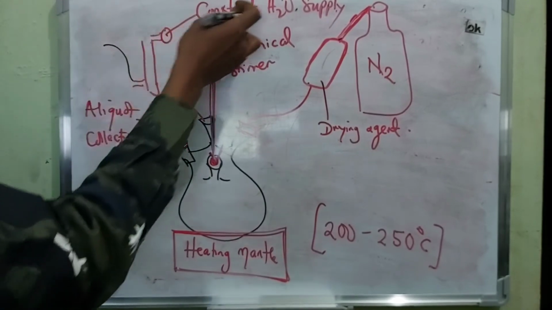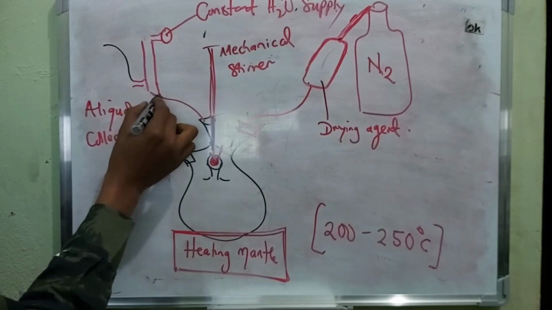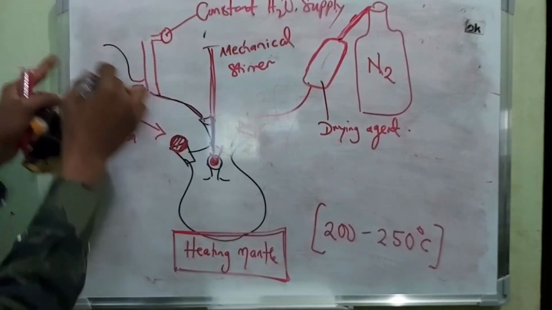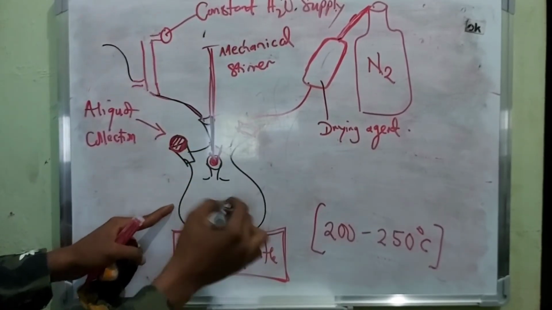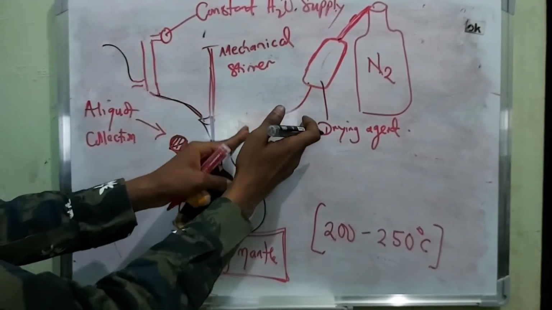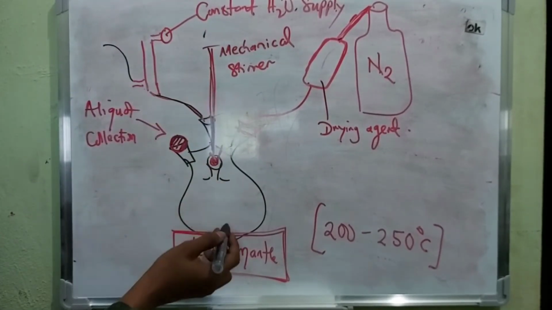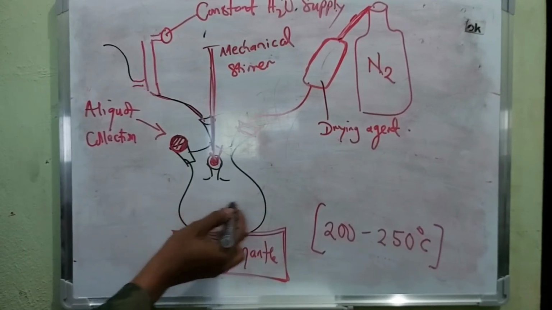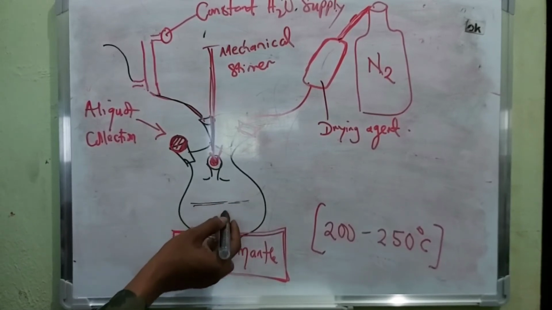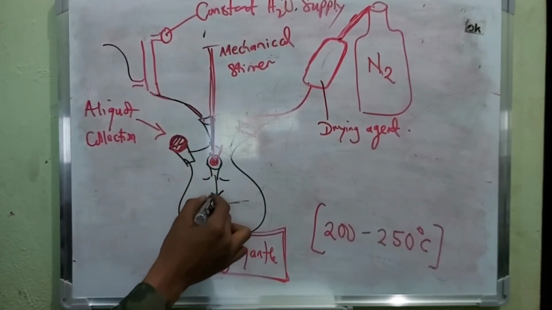You are not using this one. So all you need is a constant water supply that would condense. Once the water is constantly running and going off, it is helping to cool the reaction system. So this water has to be constantly running. Your nitrogen gas is fitted, and your mechanical stirrer is fitted right in, which should be halfway through the round bottom flask. You shouldn't touch the base, so as not to crack the round bottom flask.